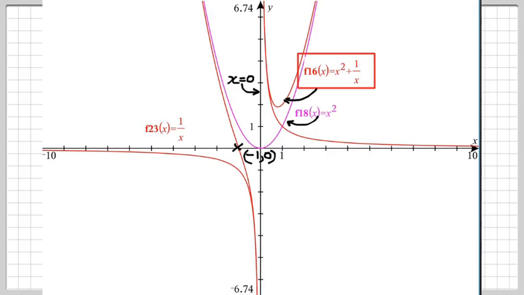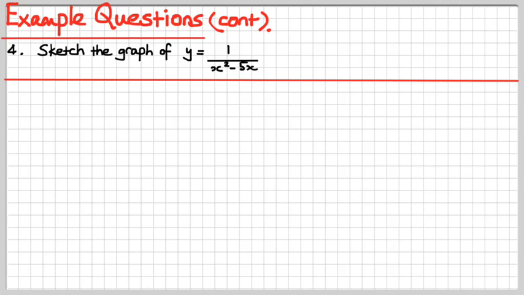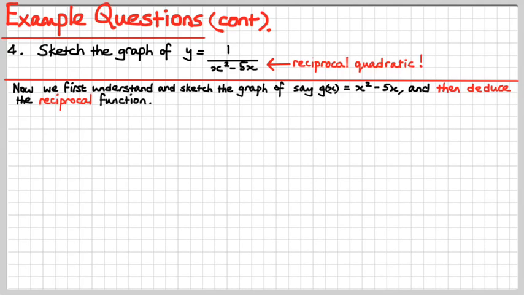Now I think I've got a reciprocal quadratic for you now. Funny about that. Here we go. Now, this is a different kettle of fish. So what we first understand and sketch is the graph of, say, g of x, I'll call it, x squared minus 5x, and then basically we deduce the reciprocal function from that.